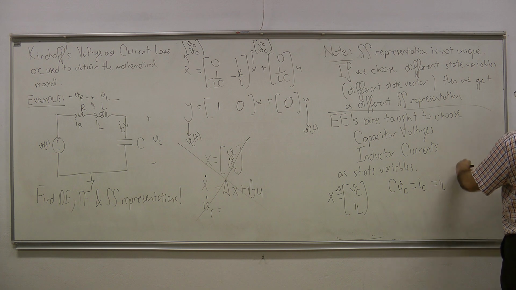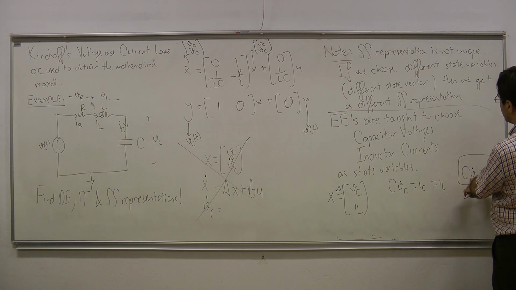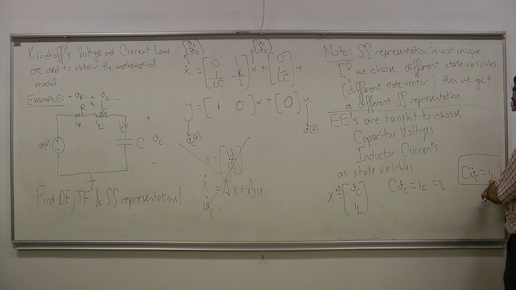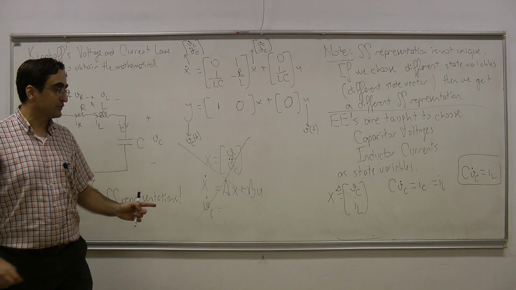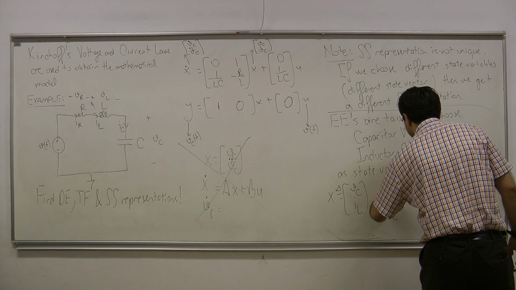So this gives us our first state equation, C times VC dot is IL. I'm going to show how this can be converted into a state equation. You see that in this equation, I express the derivative of the first state variable in terms of the state variables and the input. And here I have the only state variable on the right hand side, which is IL. Now let us try to do the same thing for the second state variable. So I have L times IL dot.